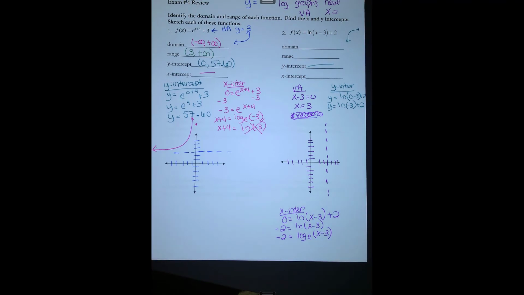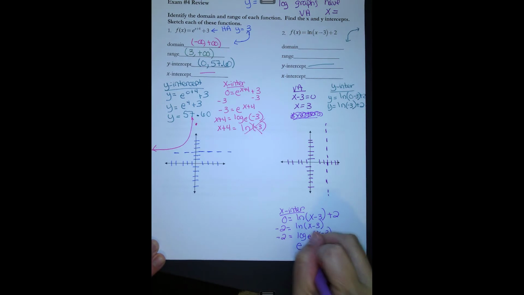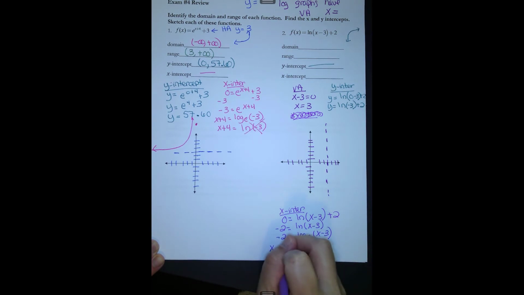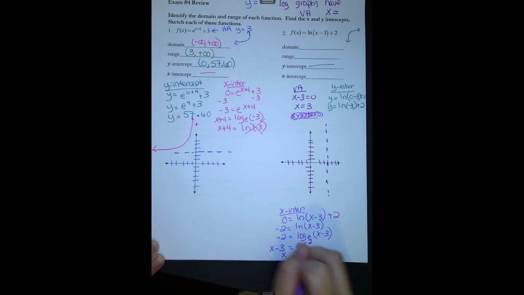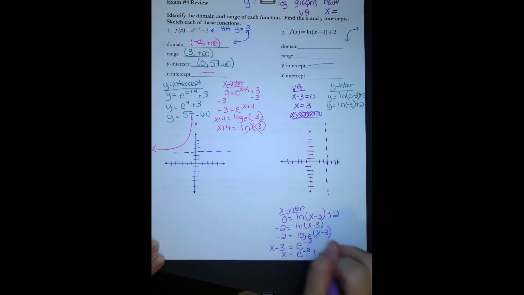And now we are simply going to rewrite this as an exponential equation. What is my base? e. So e to the negative 2 equals x minus 3. So x equals e to the negative 2 plus 3. That is the exact answer.